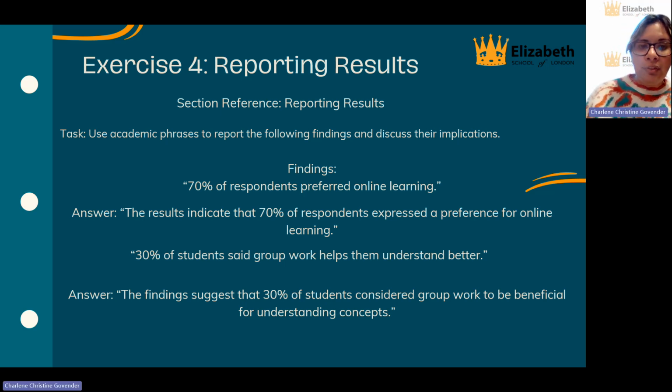Okay, so let's look at another one. 30% of students say that group work helps them to understand better. Now I want you to have a go at this, and then we can check our answers together.